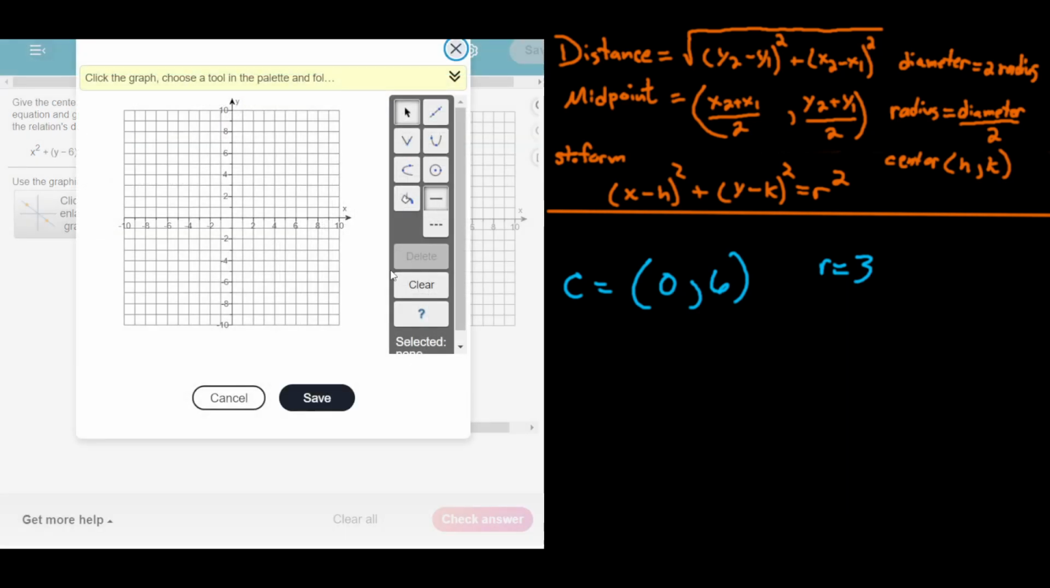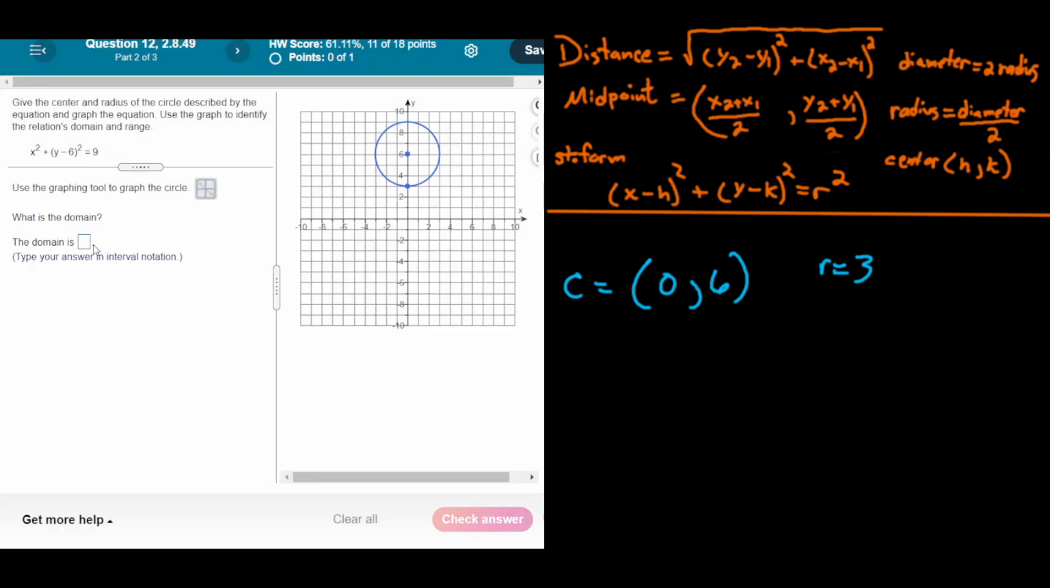All right, let's go ahead and plot. So we have 0, 6. Go ahead and click. And then 1, 2. You know, we always go to the right. Let's go downward. So 1, 2, 3.